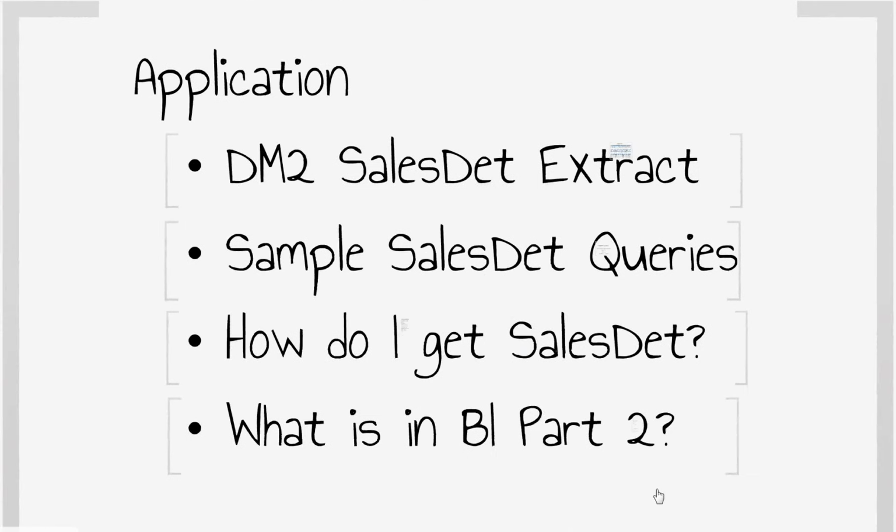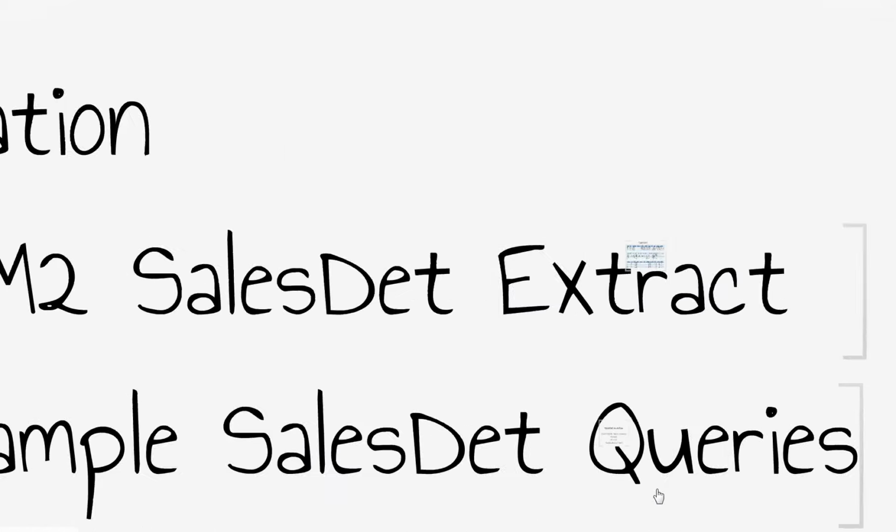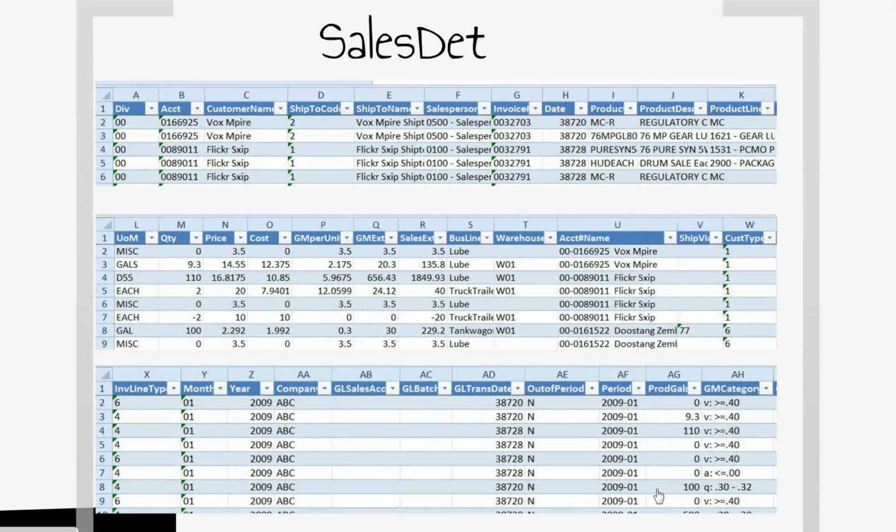Okay, so now we're going to hop into the applications side of the presentation. Sales debt. I keep talking about sales debt, and I know a lot of people may not be familiar with what it is. It's another acronym for sales detail. If we look at the fields that are in this table, you see some customer information, you see salesperson, the invoice number, the invoice date, product information, quantity, price, cost. This is all of the kind of information that you would expect to see in a customer's invoice.